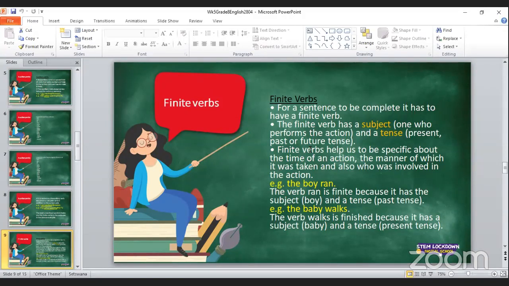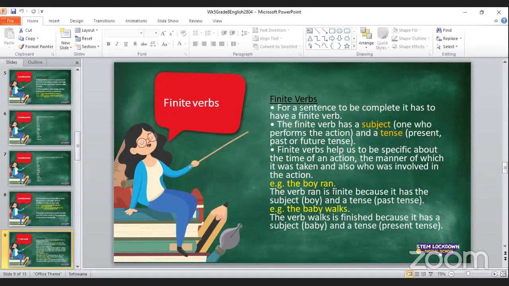Finite verbs help us to be specific about the time of an action, the manner in which the action is taken, as well as who was involved in the action. That seems to be a lot. Let me go through that again. A finite verb helps us to be specific about the time of an action, the manner in which the action was taken, as well as who was involved in the action. Here is my example: the boy ran. All right, so let's look at that example. The verb here is ran, right?